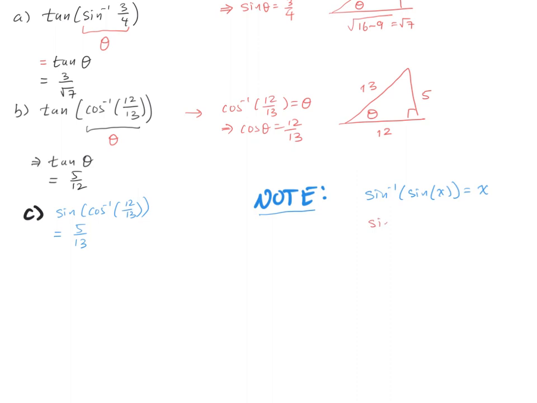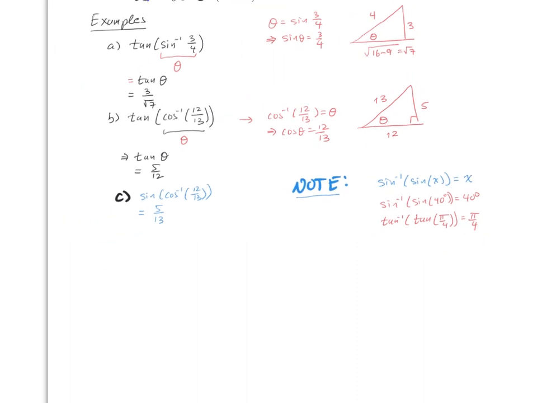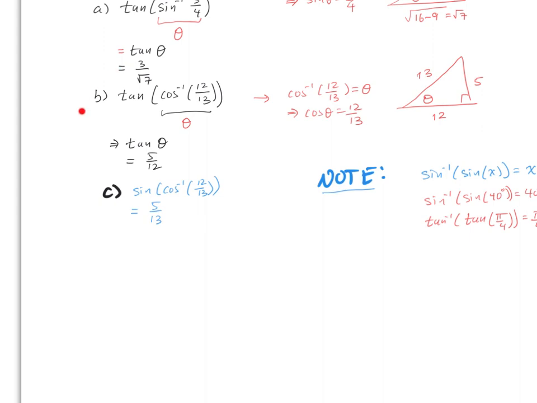So for example, if I ask you how much is sine inverse of sine of 40 degrees, this will be 40 degrees. That's it. If I ask you what is tangent inverse of tangent of pi over 4, this will be just pi over 4. But if these two are not the same, this is not true, and also you have to make sure that this value is in the correct quadrant in order to be an inverse function. Okay. So now, if that's not the case, then you have to do the problems this way.